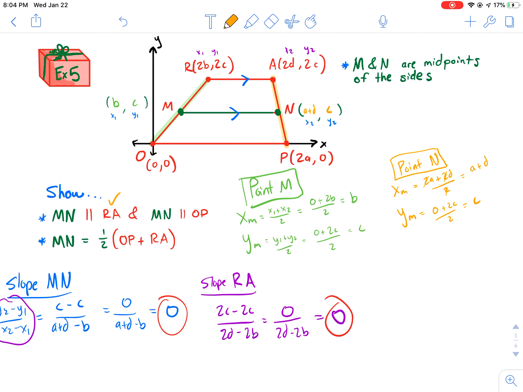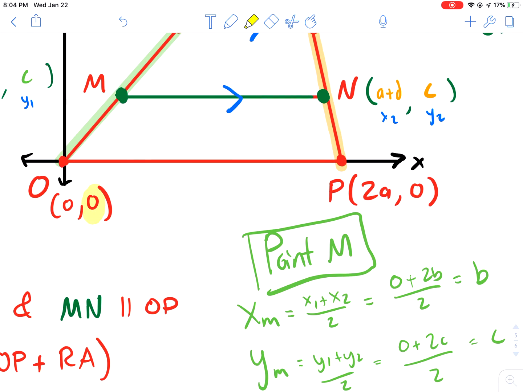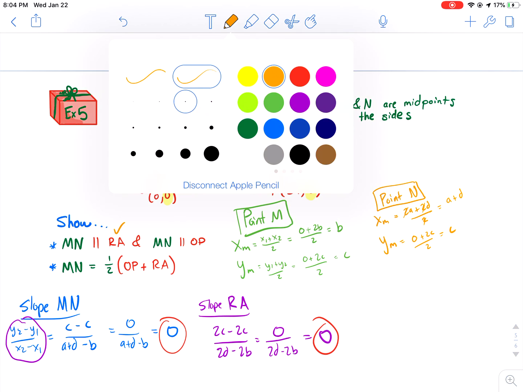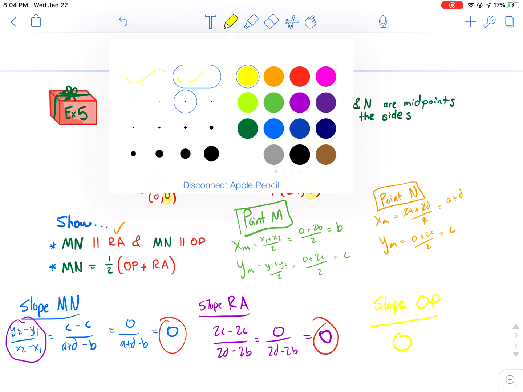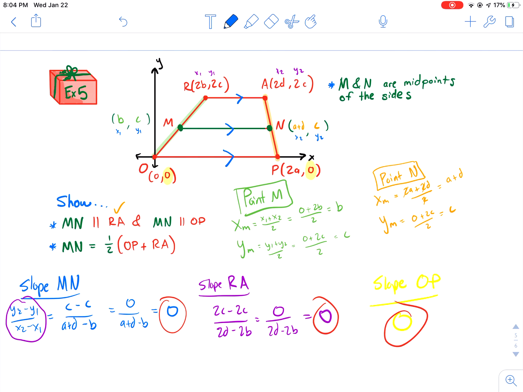So let's quickly find the slope of OP, and I'm just going to shortcut it. If we look at the y values here, we have 0, we have 0. So in the top, we're going to get 0 minus 0, and we're going to see that the slope of OP is going to be 0. So really, we have 3 parallel lines: MN, RA, and OP. Just to make sure everyone understands it, I'm going to pause right there, and then I'll start with the MN equals 1/2 OP plus RA in the last video.